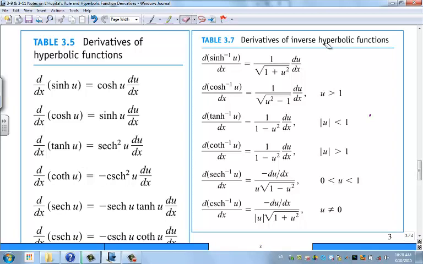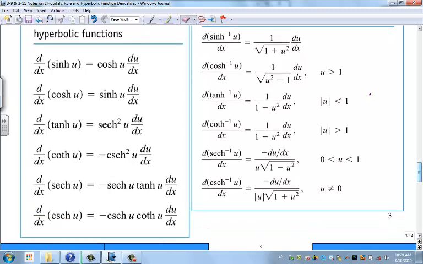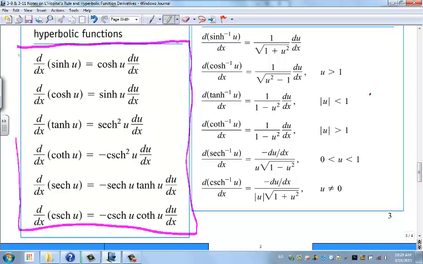And then we have derivatives of inverse hyperbolic trig functions, which your nice old lady math teacher is not going to hold you responsible for. So really, all of this information is here, but the ones that you really need to know are in this box. So put a circle around them. These are the derivatives of the hyperbolic trig functions. Now, the cool thing is they behave, for the most part, just like the derivatives of the regular trig functions.